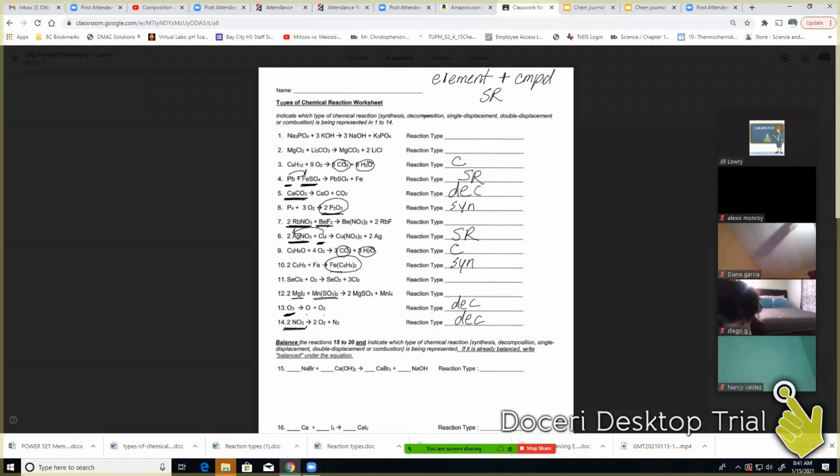Does anybody else see one more single replacement on there? What about number 11? That's it. See how if you look at number 11, there's my compound, SeCl. There's my element by itself. That oxygen kicks the chlorine out and now becomes part of the compound. So that's my single replacement.